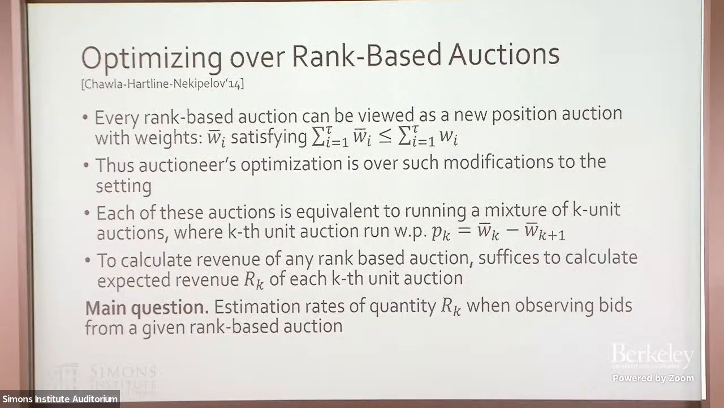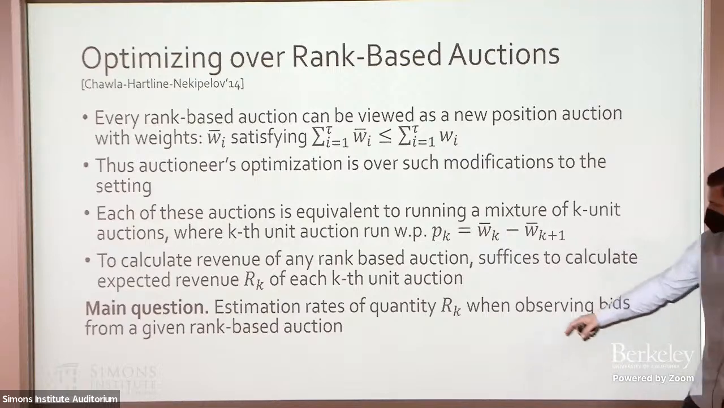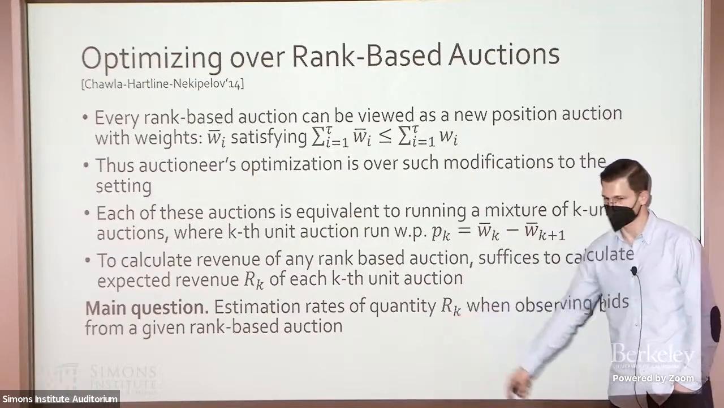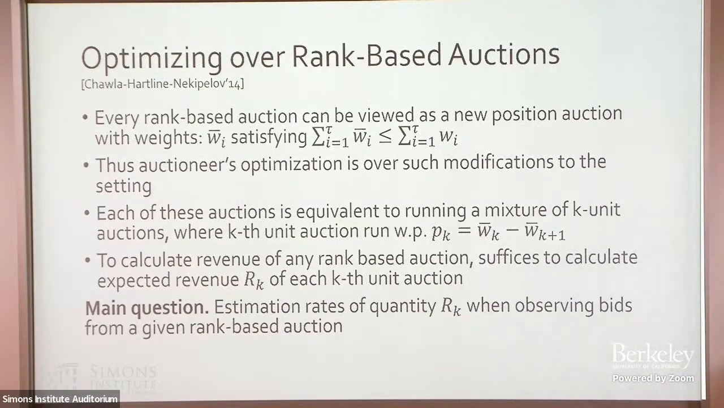But the point is to get rid of the slow rate that we were getting for the PDF for this quantity over here. If we don't care about getting the PDF of the values in this Nash equilibrium, but we just care about estimating RK, which is the revenue we would have gotten for whatever distribution of values if we were to run a k unit auction, then we can optimize over that space of auctions.